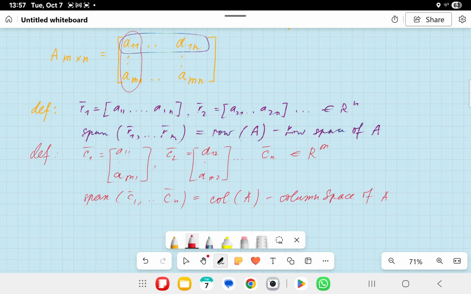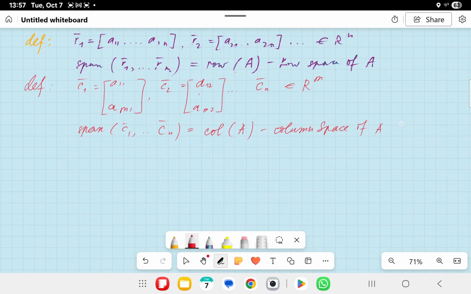And maybe I'm going to show you an example of row space and column space, and then we are going to move to null space. Okay, let's consider matrix A. Example, matrix A, my standard matrix: 1, 2, 3, 4, 5, 6. So what are going to be my row vectors? Row vectors are going to be row 1: 1, 2, 3, and row 2: 4, 5, 6. What is going to be the row space?